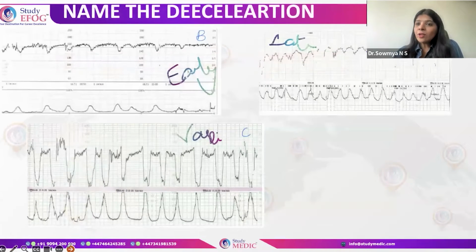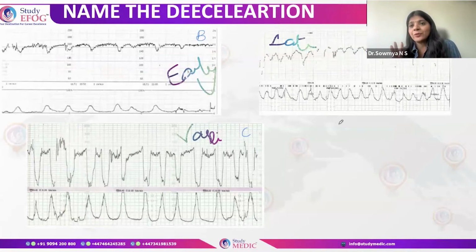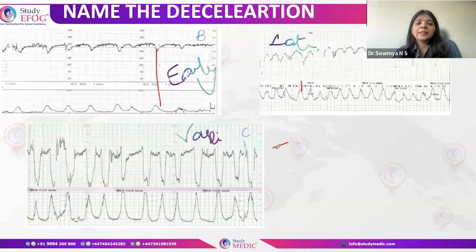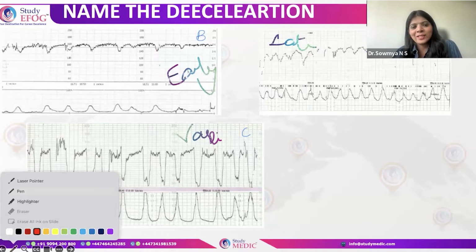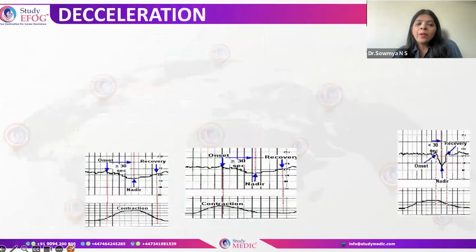Then when you come to the decelerations, obviously there are 3 types of deceleration. Early, which is a mirror image of the contraction, and late, where it starts later to the contraction. I would show you in the next slide. And variable. Variable could be with concerning characteristics and without concerning characteristics. Out of these, early decelerations are still okay to have. Variable decelerations without concerning characteristics is okay. But late decelerations always indicate hypoxia. Okay. So this is what we mean.